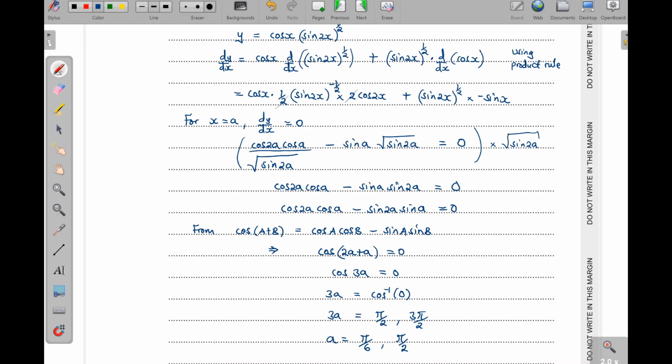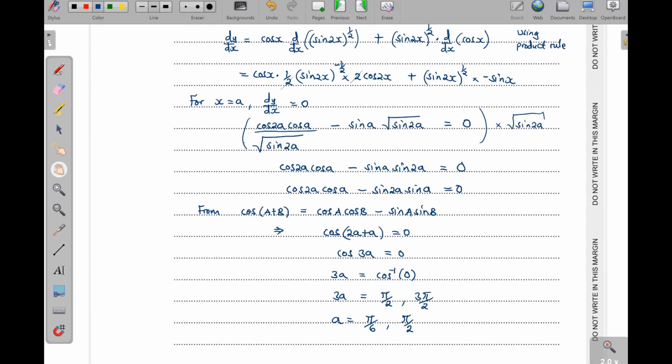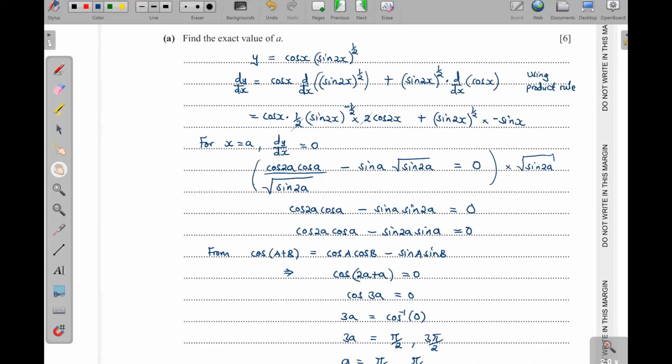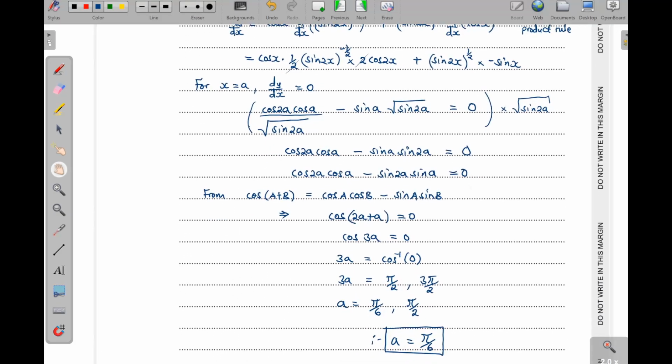But then you can see that A is less than pi over 2. That means it is going to be pi over what? 6. You see that? What did they tell us to find? The exact value of A. And that is the one, pi over 6.